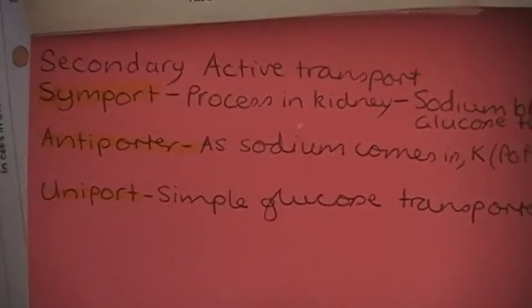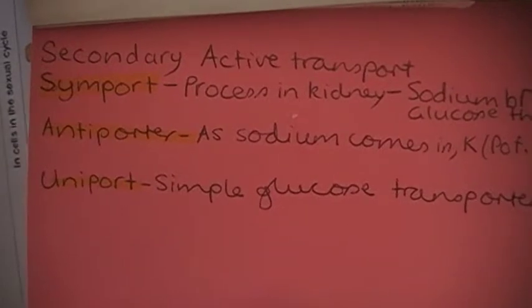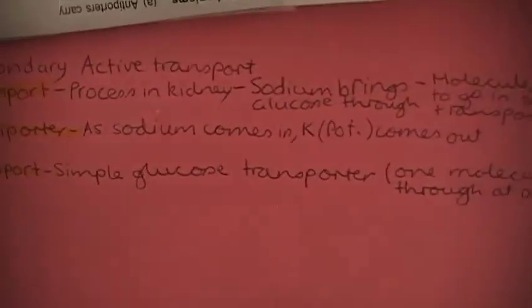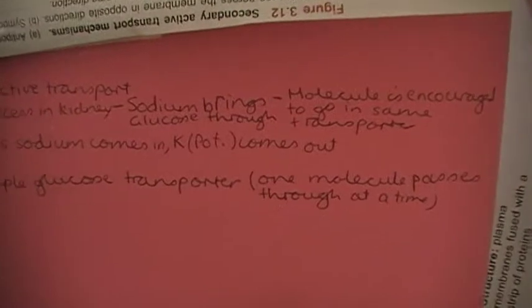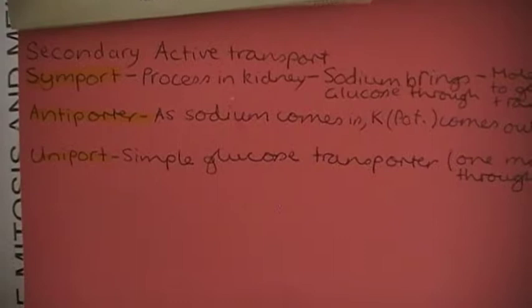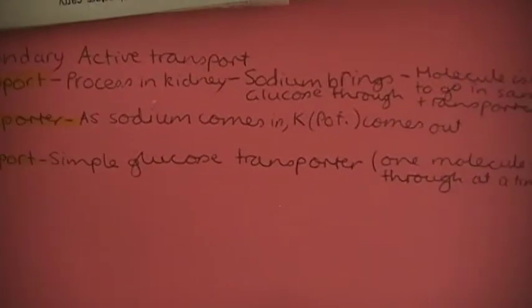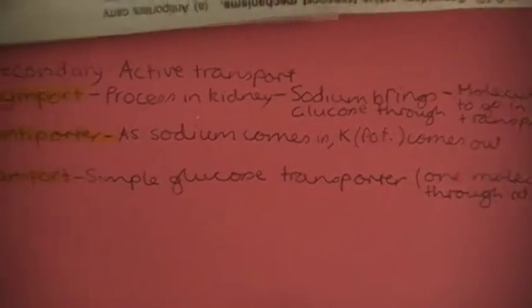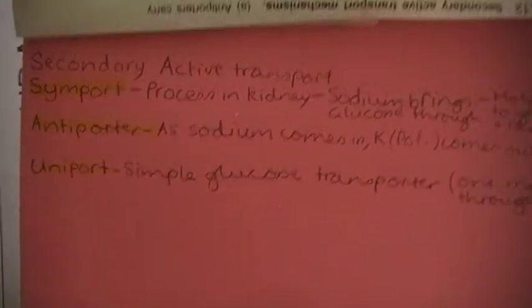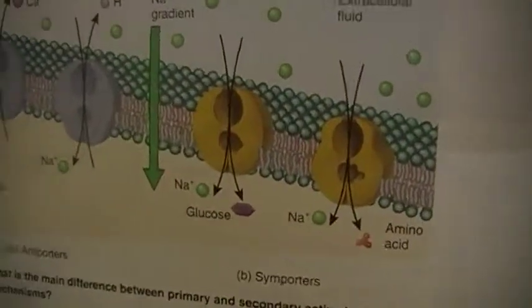Back to secondary active transport. The symport, as we said below, is a process in kidney. And antiporter, as sodium comes in, potassium goes out. And a uniport is a simple glucose transporter. You can see some of those here.